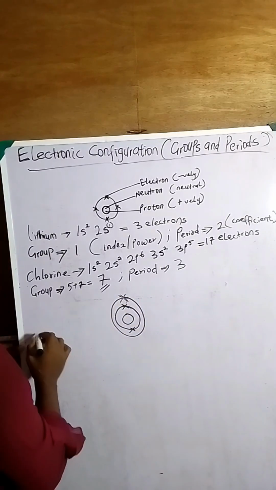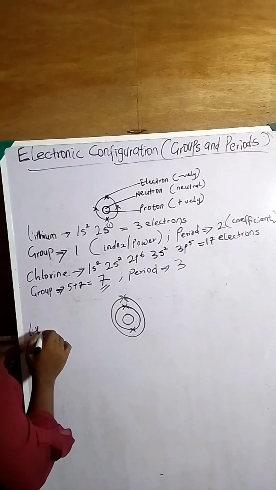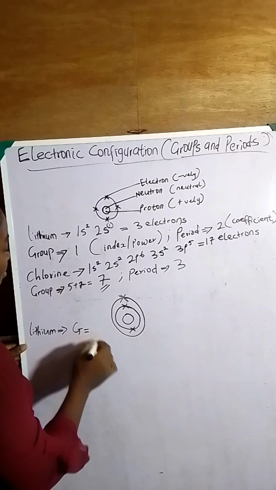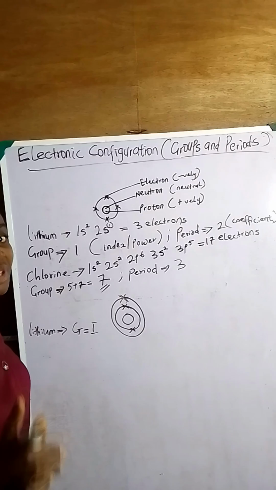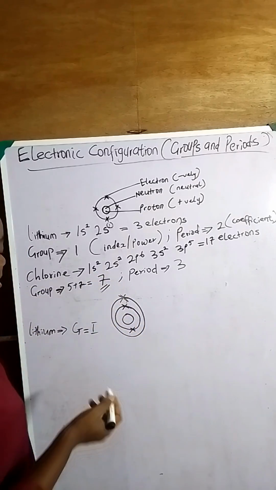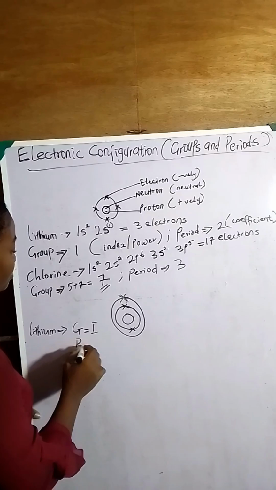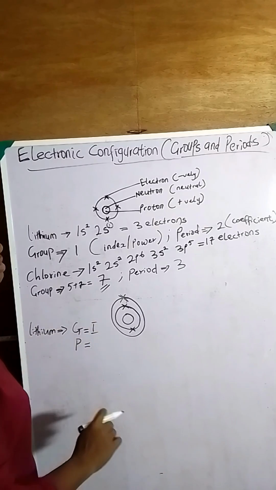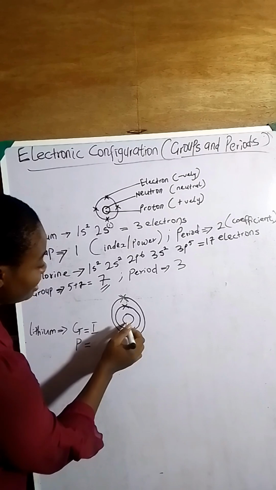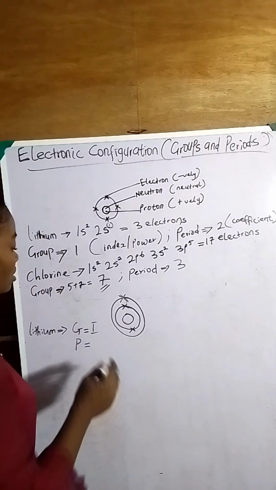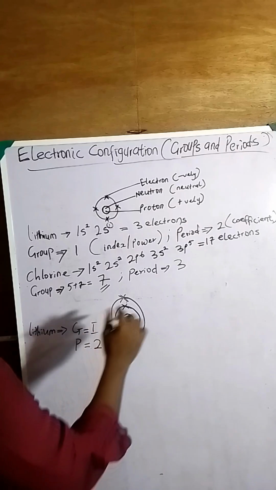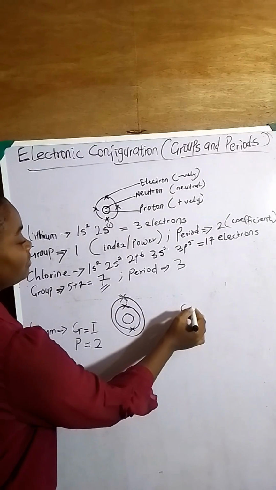Okay. So, for lithium, the group is equal to 1. Why is it 1? Because the number of the valence electron is what? 1. And what is the period? The period shows or is gotten from the number of shell, the electronic shell, which is 1, 2. Remember, this one is the nucleus. Are you with me? So the period is what? 2. Beautiful.